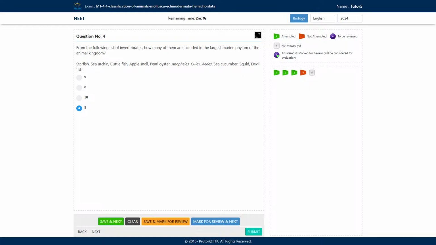Then Anopheles, Culex, and Aedes. These belong to phylum Arthropoda. These are insects. So these are vectors also. Anopheles cause malaria, Culex cause elephantiasis, Aedes cause chikungunya.